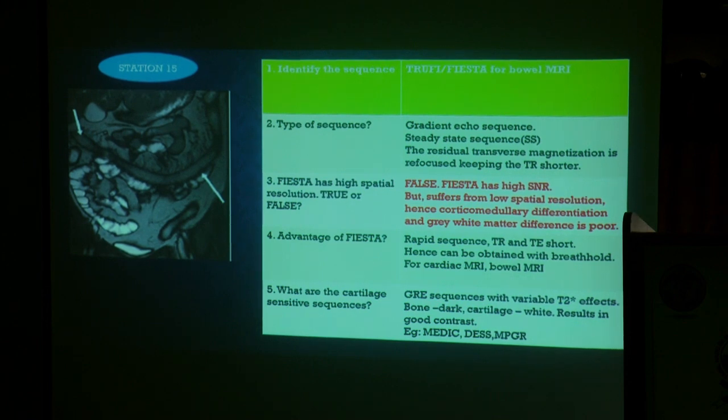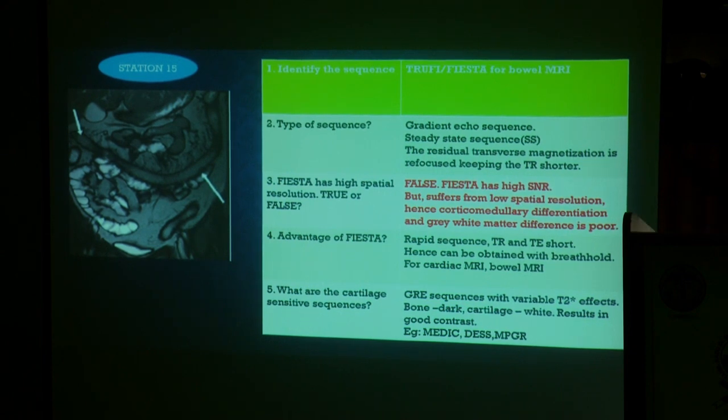Why are we using this FIESTA sequence for bowel MRI? It has good resolution, okay. But why are we employing it for cardiac MRI and bowel MRI? Because it is a very fast sequence and it eliminates the motion artifacts induced by cardiac motion, cardiac pulsatility and bowel peristalsis. So advantages of FIESTA, it is a very rapid sequence, it can be done in breath hold. That is why we are employing it in cardiac MRI.